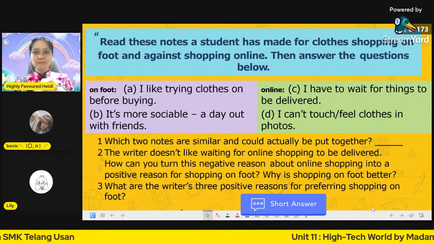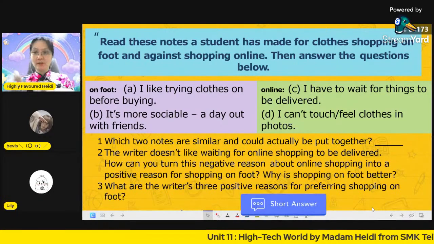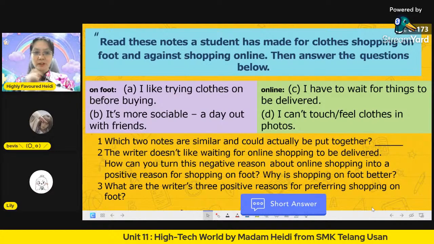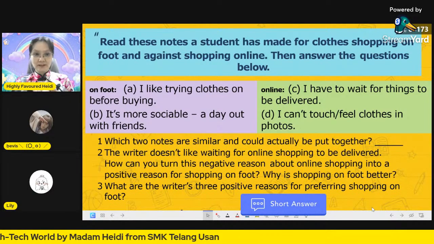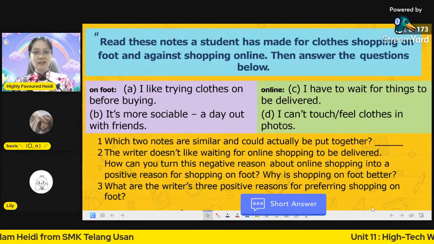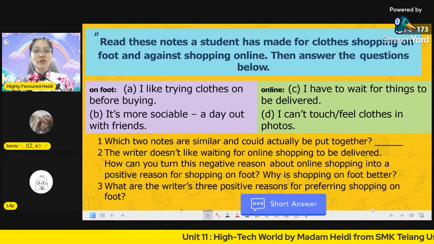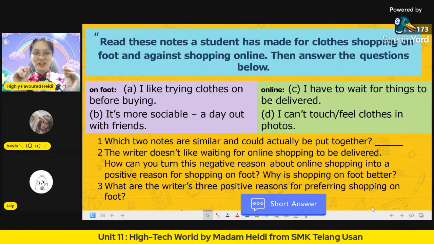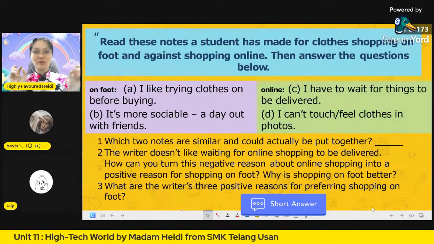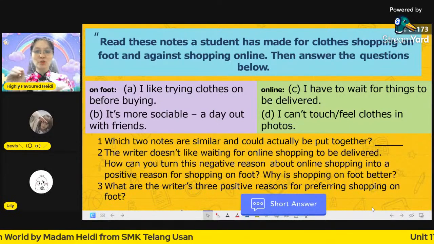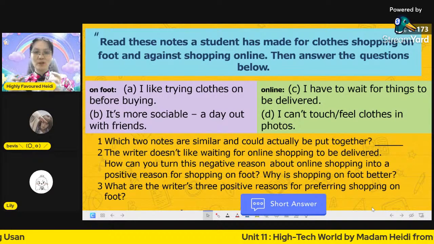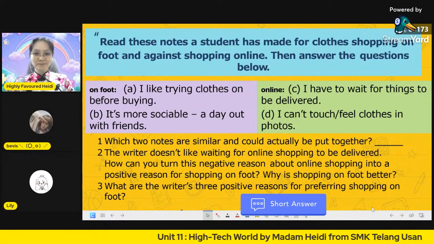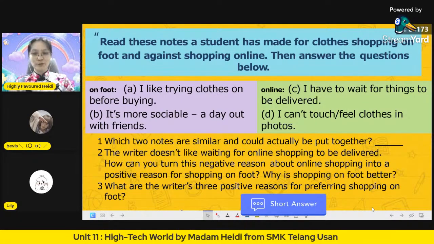Then number two, you are supposed to type because this is a short answer. So the writer doesn't like waiting for online shopping to be delivered. How can you turn this negative reason about online shopping into a positive reason for shopping on food? This is a bit tricky. If you know, you just write. If you do not know, then you can skip. You go to why is shopping on food better? At least you answer this one. Why is shopping on food better? To you, why is shopping on food better?